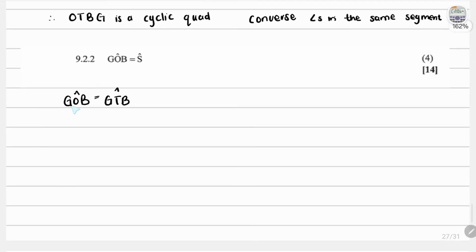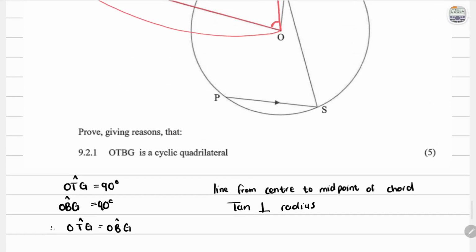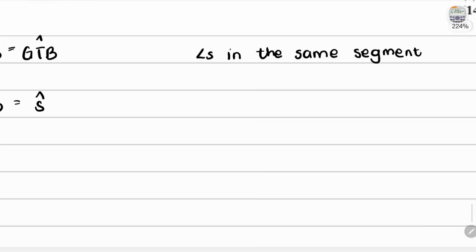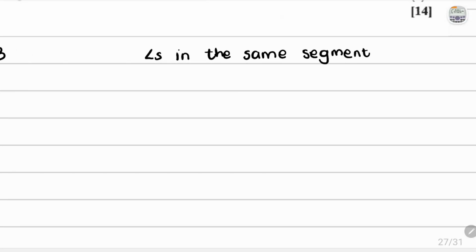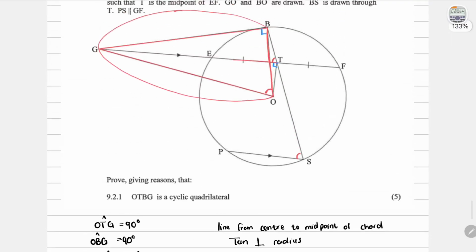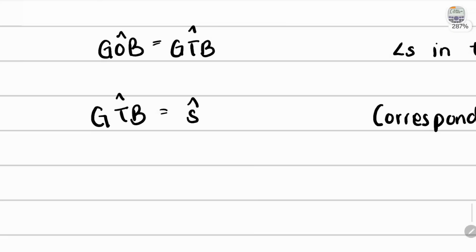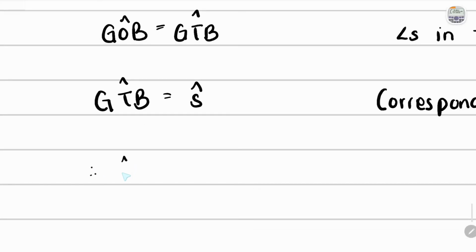And the reason they are equal is because they are angles in the same segment, since there is a circle there and that shape is a cyclic chord. Okay, and then the angle GTB is equal to angle S because we have corresponding angles. It's an upside down F because of those parallel lines. Then we'll tell them corresponding angles and make sure to point out the lines that are parallel. Okay, because PS is parallel to GF as they said, and that would conclude, since they're both equal to angle GTB, that angle GOB is finally equal to angle S. And that is our answer.